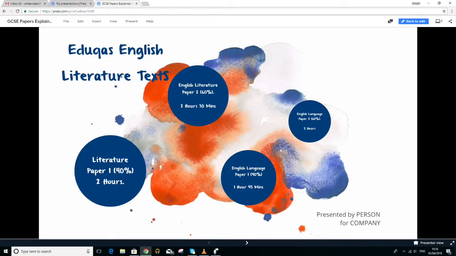So today we're going to be taking a look at your Eduqas English literature papers and the texts that go with them. So you will have to sit 4 different exam papers. You will have to sit literature paper 1, which is 40% of your total grade and 2 hours in length. You will have to sit your literature paper 2, which is 60% of your English literature grade, is 2 hours and 30 minutes in length.